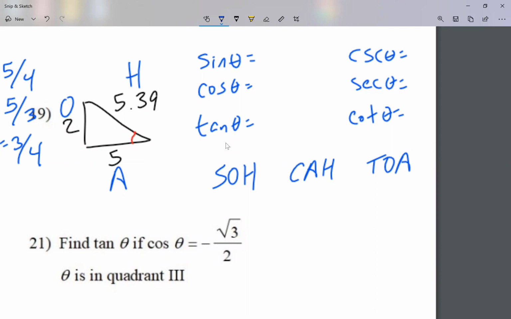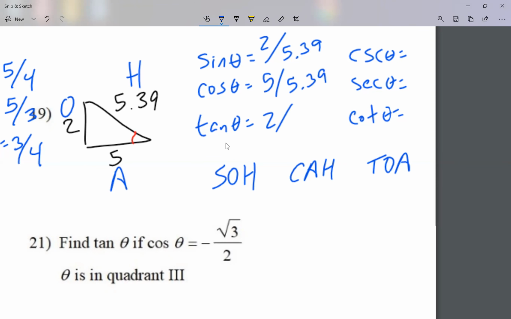So I'm just going to go 2 over 5.39. Just because the number is a decimal doesn't mean it has to be treated like a whole number. It's just opposite over hypotenuse. It's okay to have decimals. Now cosine, I know cosine is adjacent over hypotenuse, so 5 over 5.39, and tangent is going to be 2 over 5.